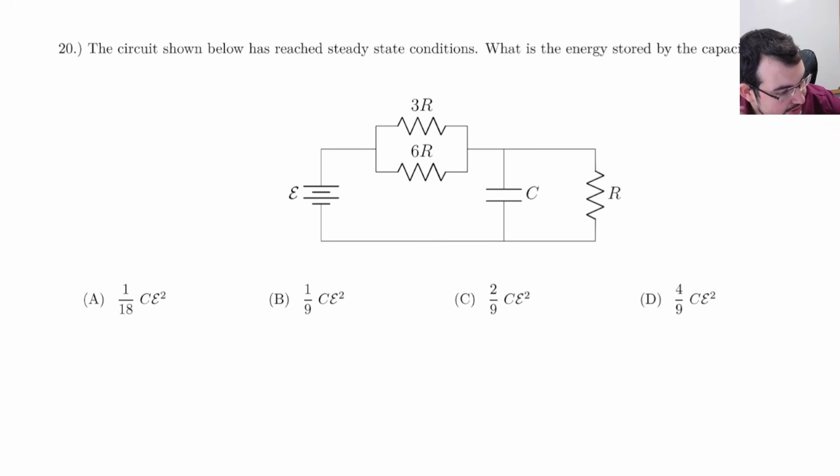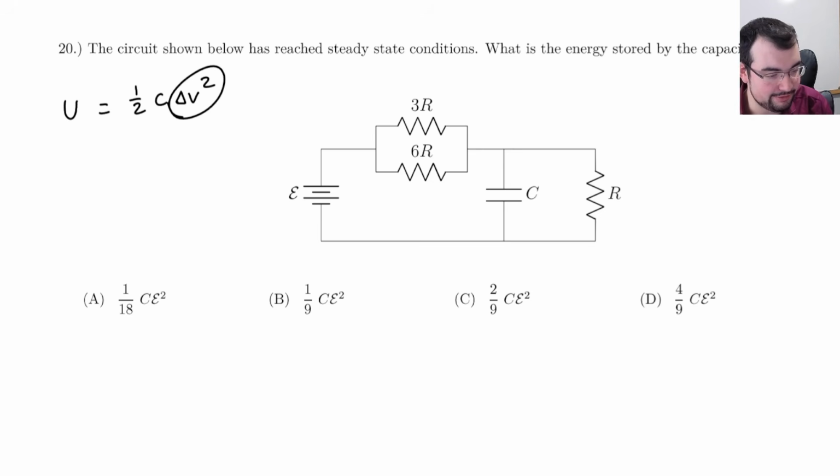Circuit shown below has reached steady state. What is the energy stored by the capacitor? All right, so this definitely looks like one of our energy formulas, right? This totally looks like U equals 1/2 C delta V squared. So we want steady state, which means this delta V is not the EMF because we're going to be dropping some volts here. So we have to actually do some analysis.